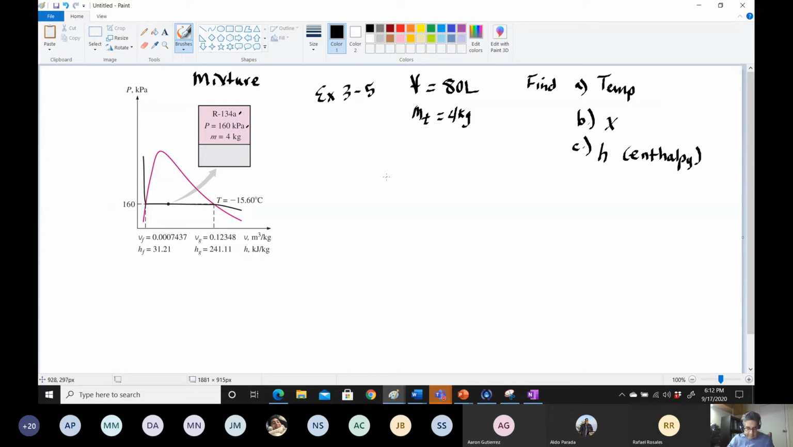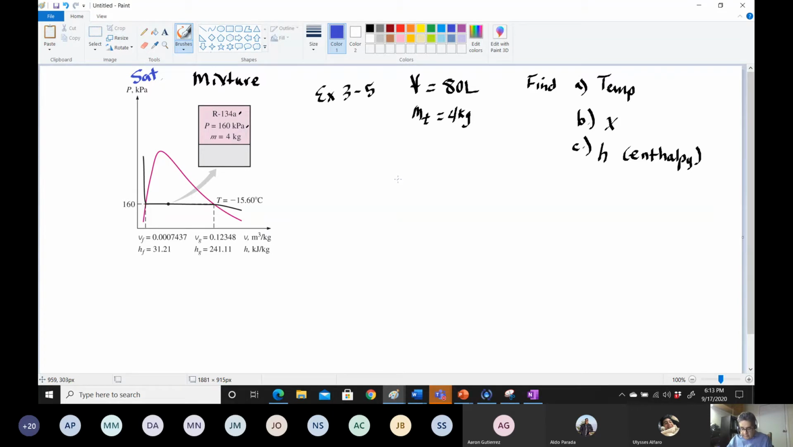All right, so let's go ahead. It says this is a mixture, therefore it is saturated. So we have the fact that this is a saturated mixture, because mixture means it's going to have a little bit of some vapor and some liquid. Therefore, we can use our tables A4 and A5. So we know where to get the information.